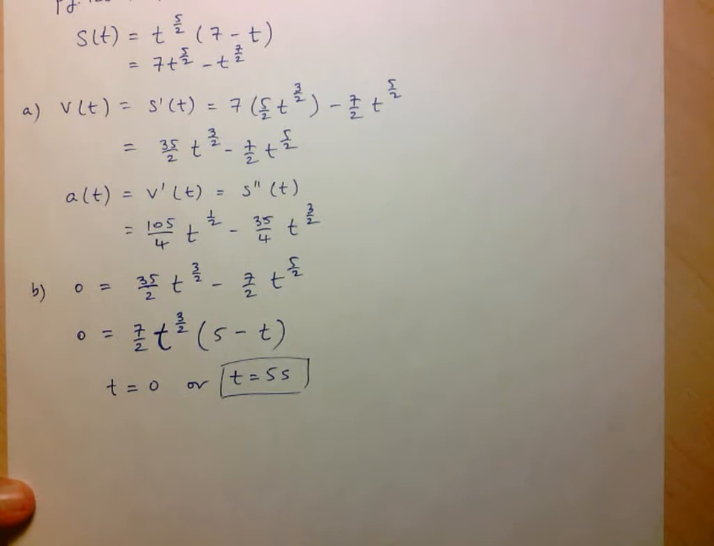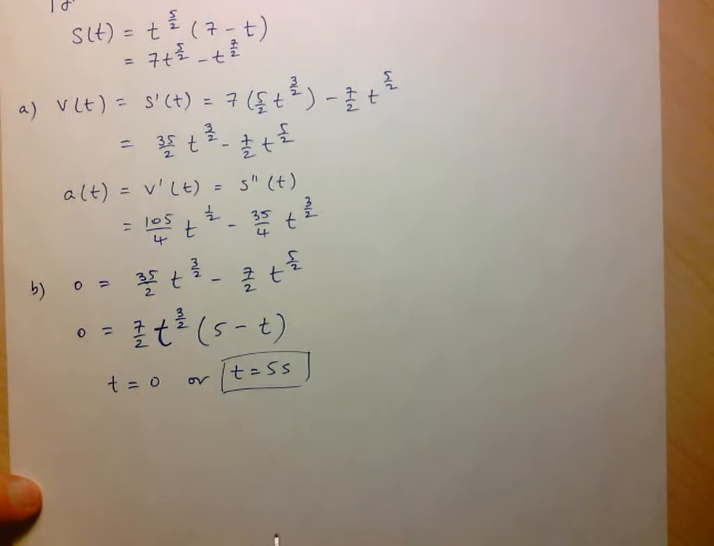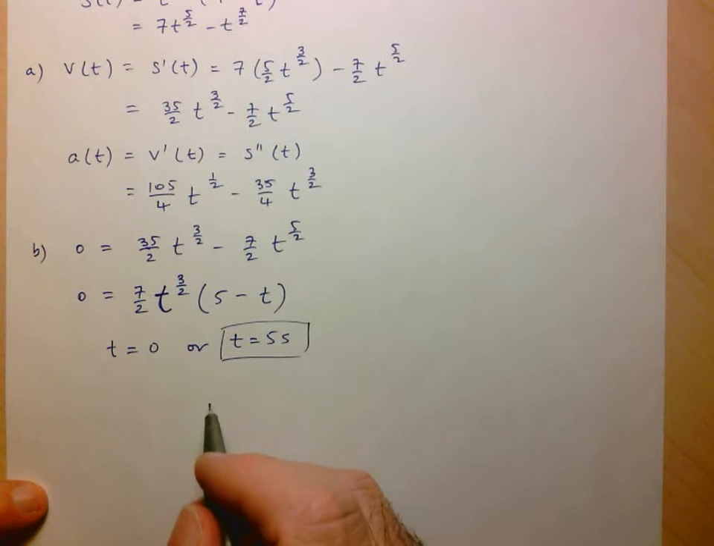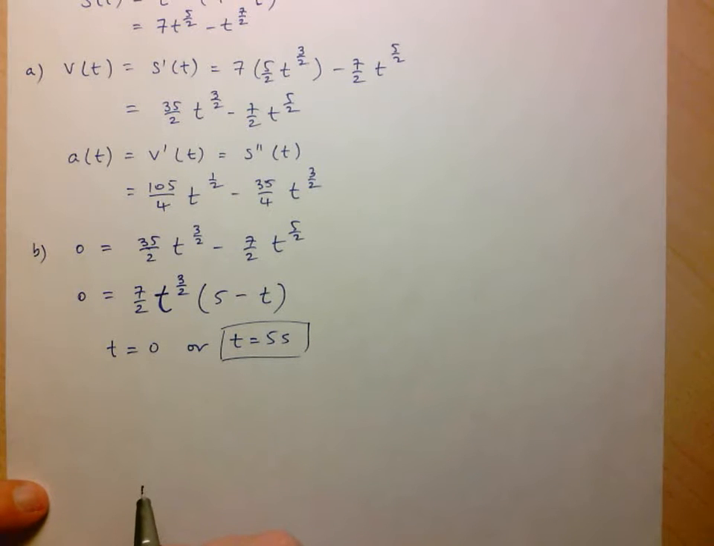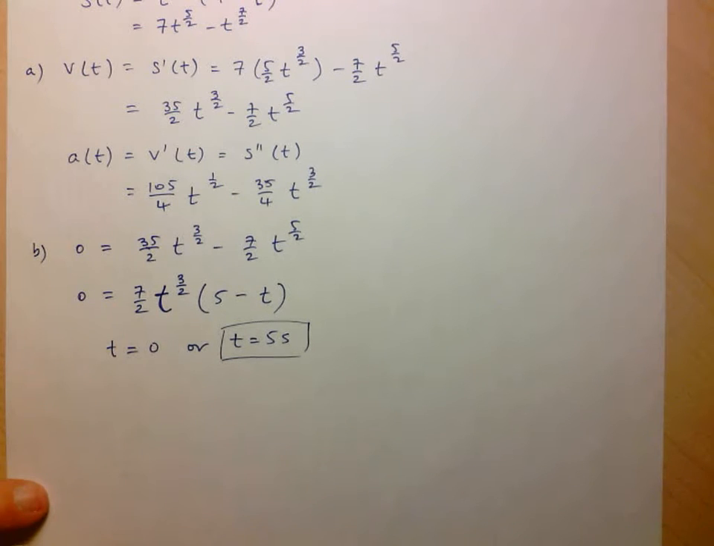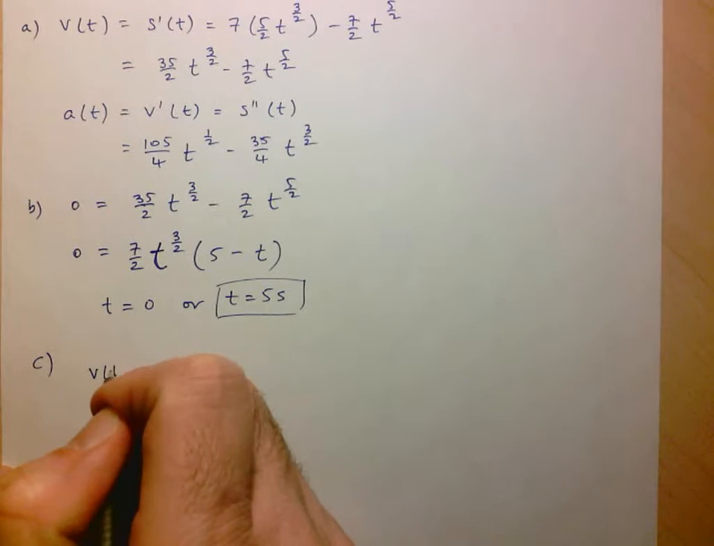Now the next question says, when does the motion of the object change direction? That means where does it go from moving towards the right to moving towards the left, or the other way around? We know that the direction of motion is again given by the velocity. So what we need to figure out is when this velocity is positive and negative, and at what point it changes direction. From B, you should probably have an idea of when this is going to happen. But let's just take the velocity function here.